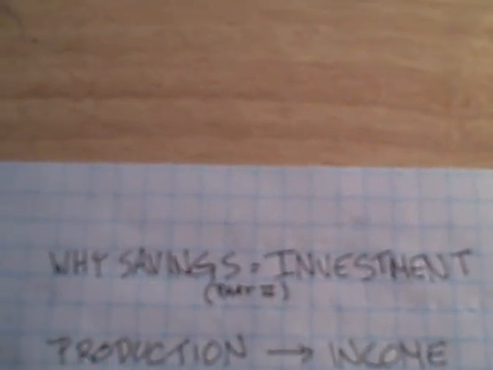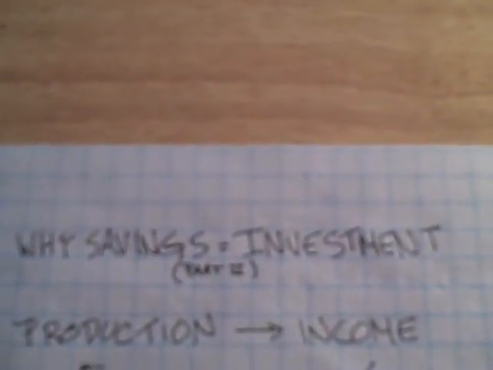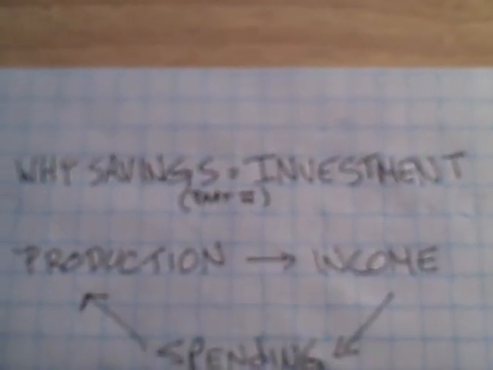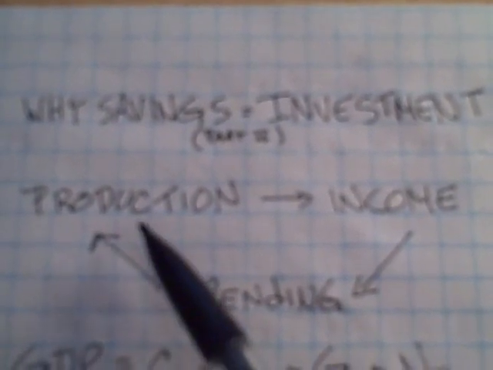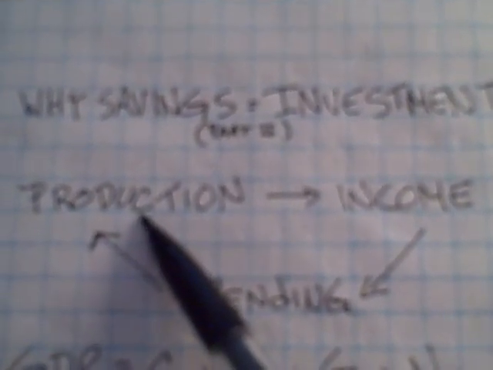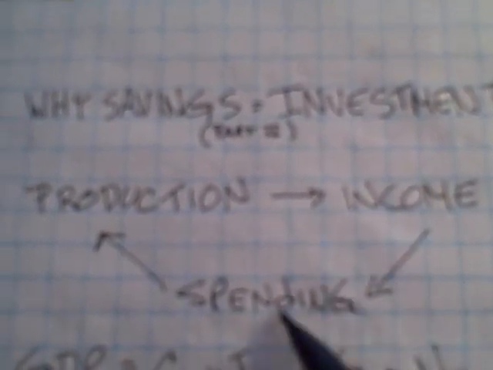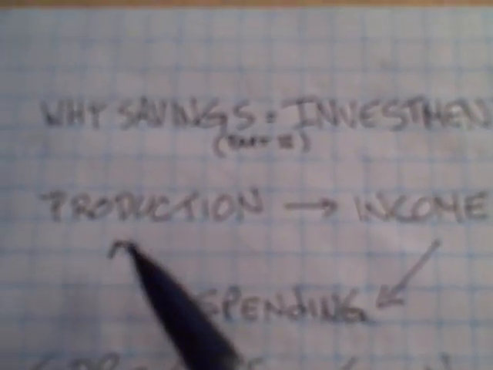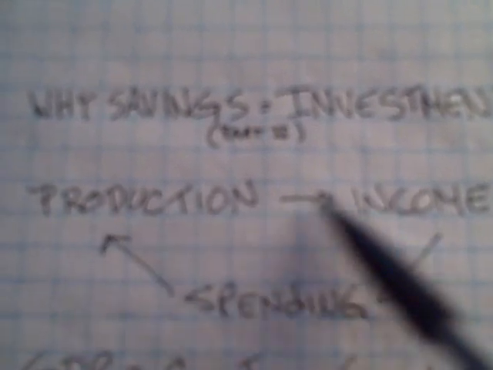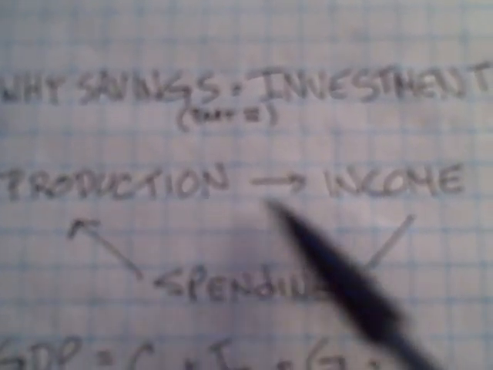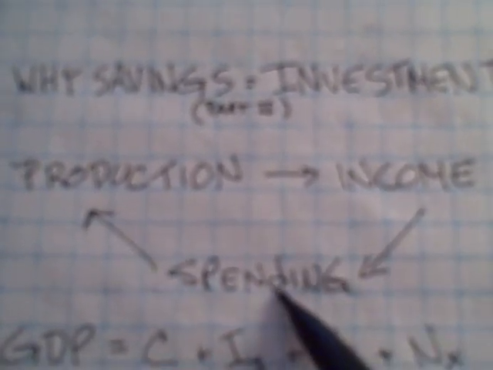Good evening. Today I'd like to give a more simplistic approach to why savings equals investment in part 2. The great Oliver Blanchard taught me that production of a good equals someone's income, which someone spends, and that becomes production, and this is the cycle in the macro economy. Production equals income equals spending.